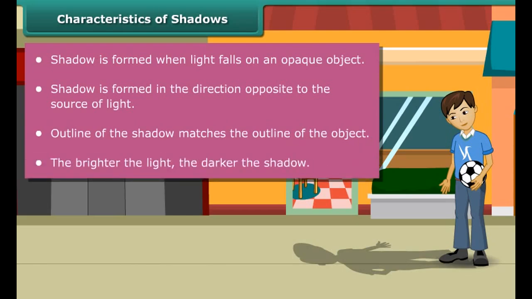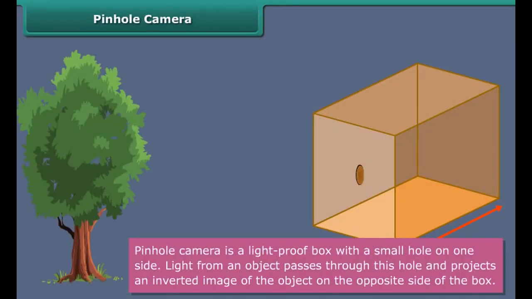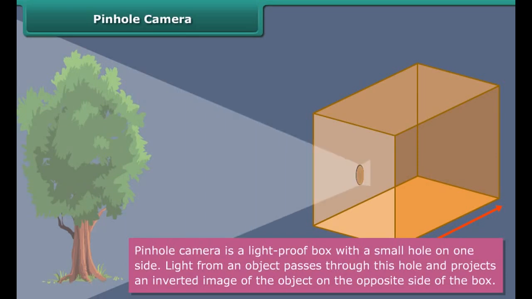In the morning, since you were facing the sun, the shadow was behind you. In the evening, the sun was behind you, causing the shadow to be formed in front of you. When the sun sets, there was no light. Hence, there were no shadows. You just learned some interesting facts about shadows.